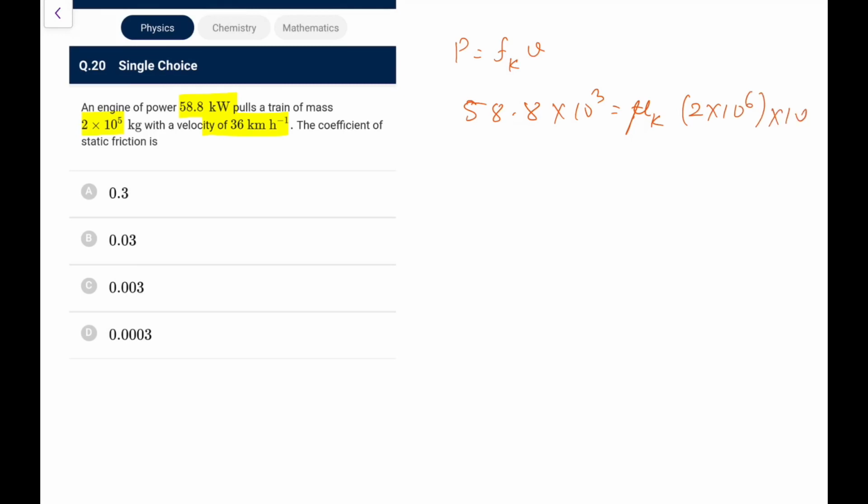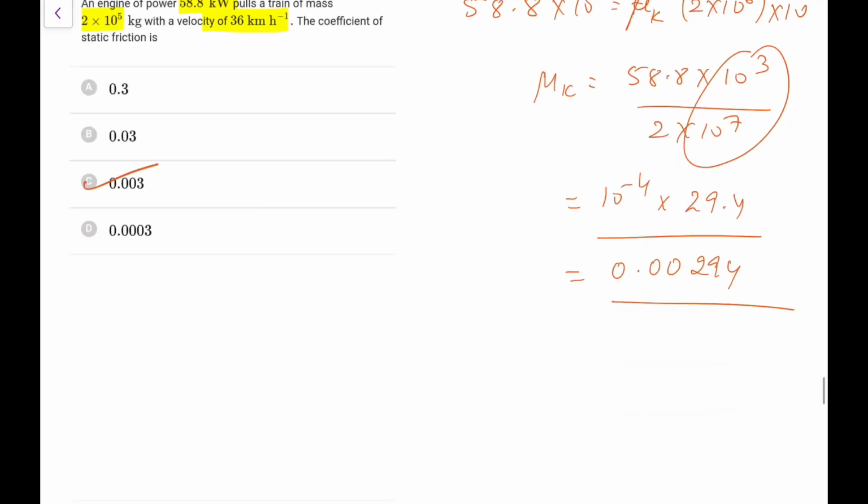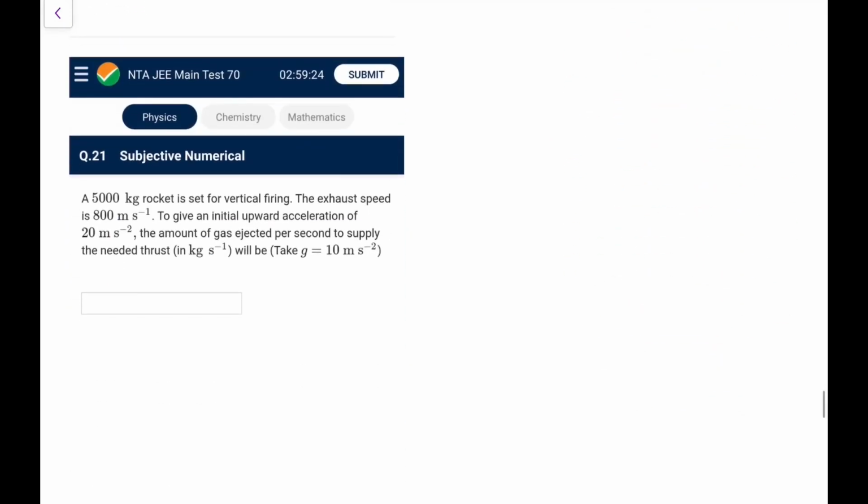36 is 10 meter per second. Just remember, convert into 10. So mu k comes out as 58.8 into 10 to the power 3 divided by 2 into 10 to the power 7. So it becomes 10 to the power minus 4 into, whatever I can write, it is 29.4. So it is 29.4 into 10 to the power minus 4, that is 0.00294. So that is 0.003. You will go for option C in this particular case. So it is a very, very small coefficient. Then also that much power is required because the mass is too large.